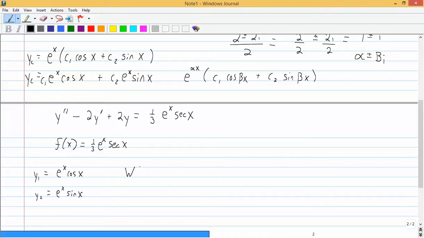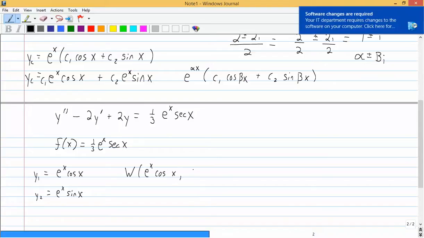Now, we need to figure out the Wronskian of those two answers because we have to use the Wronskian, remember, and the w sub 1 and w sub 2 to find our u sub 1 prime and u sub 2 prime.